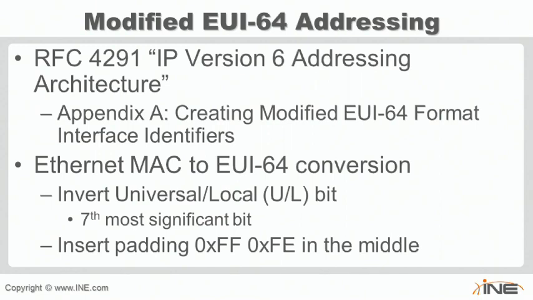Because the problem is an Ethernet MAC address is only 48 bits long, so we need to get up to 64. So by adding the additional 2 bytes into it, we can get to a 64-bit interface identifier, which is going to allow us to have a subnet mask of /64 at the link level.